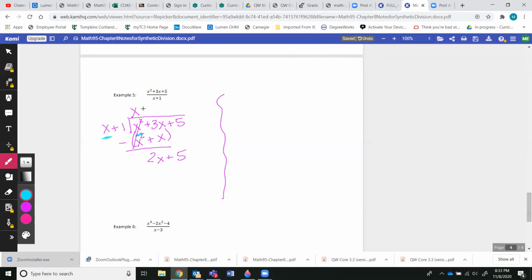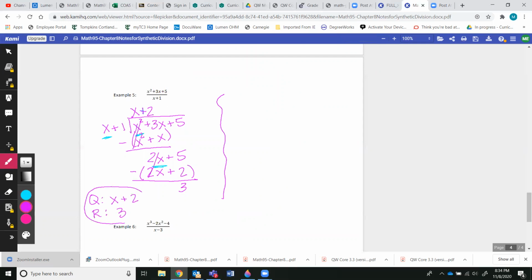I again look at leading terms, thinking about how do I get this to this? This times what gives me this term? Well, there's a 1 here, right? So 1 times positive 2 will give me the 2, and I already have the x, so x times 2 will give me 2x. So now let's take this and multiply. 2 times x is 2x. 2 times 1 is 2. 5 minus 2 is 3. So my quotient is going to be x plus 2, and my remainder is 3.